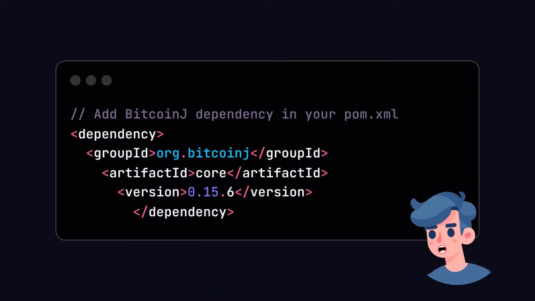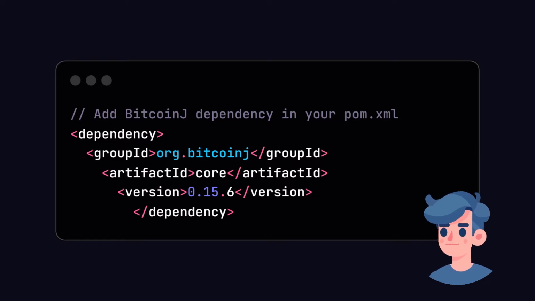Now that we have a fundamental understanding of these concepts, we'll set up our development environment. We will use the Java programming language along with some essential libraries. The primary library we will use is BitcoinJ, which provides the tools to work with Bitcoin.